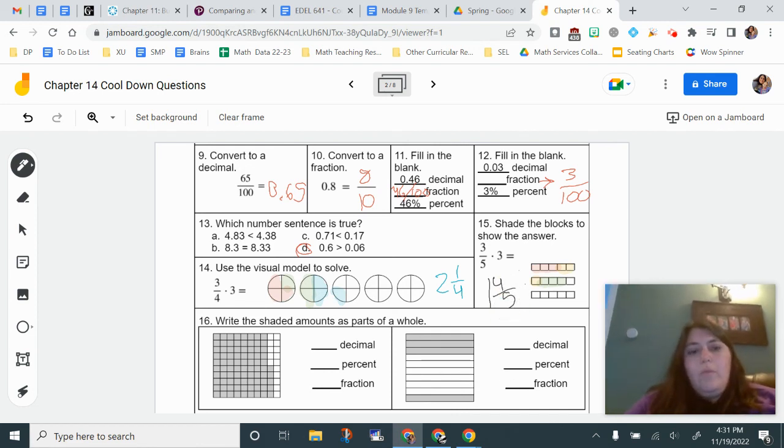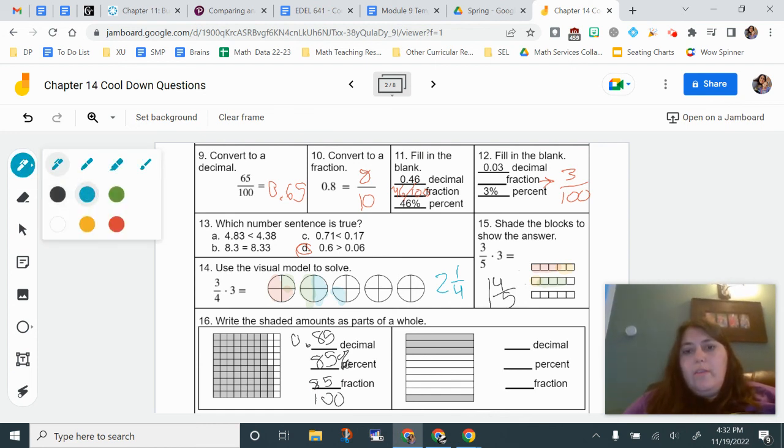Okay. Moving on to number 16, using that base 10 model, I can see that there are 8/10 and that there are another 1, 2, 3, 4, 5 hundredths. So decimal form would be 0 and 85 hundredths. Percent would be 85%. And then fraction would be, I'm going to write it just like this, 85 over 100.